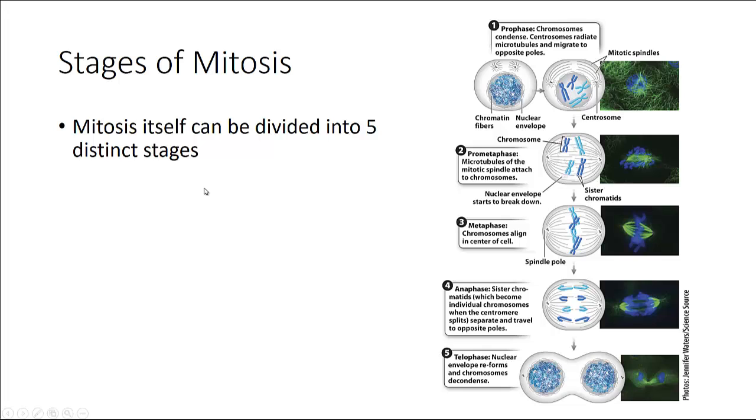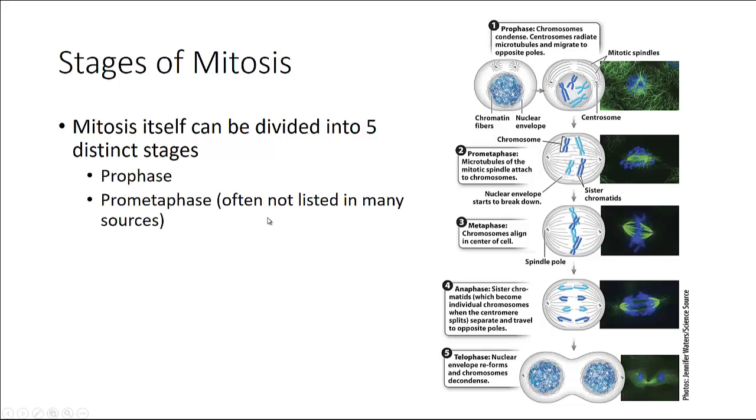So mitosis has about 5 stages overall. This does vary depending on the source, but those 5 stages are prophase, prometaphase, metaphase, anaphase, and telophase. Now, one little note, as I mentioned here, prometaphase is often not listed in many sources.